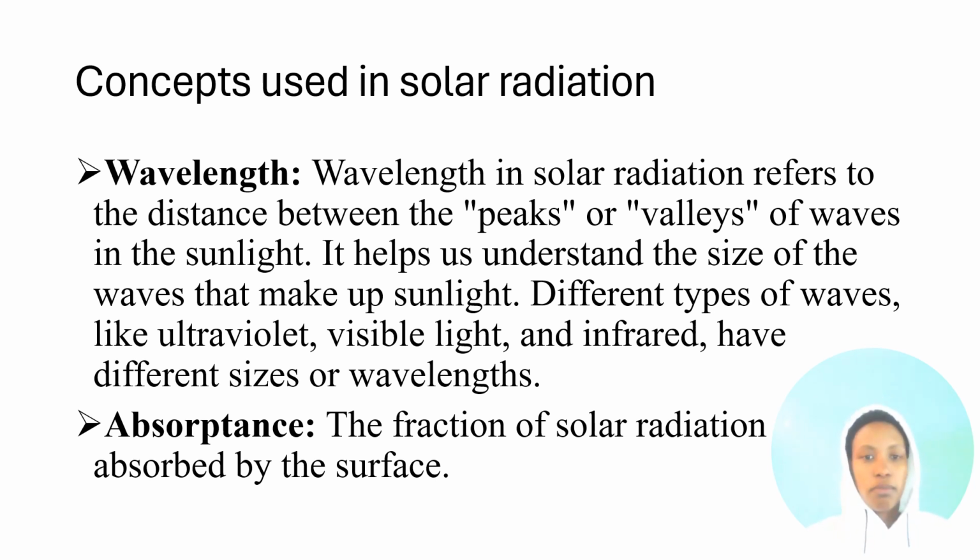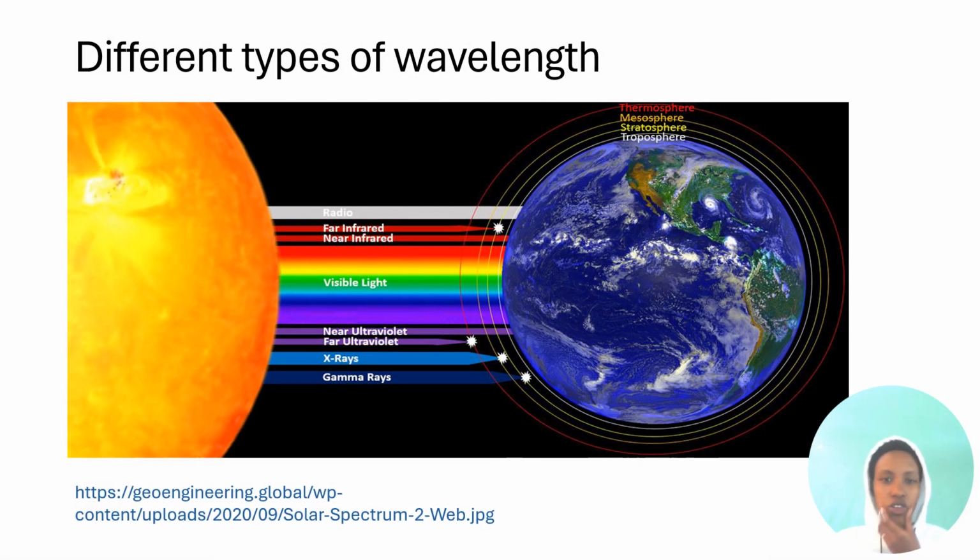The fourth one is absorbance, which is the fraction of solar radiation absorbed by the surface. Let me continue to the components of solar radiation on the next slide. Oh, sorry, I made a mistake. The next slide is different types of wavelength.